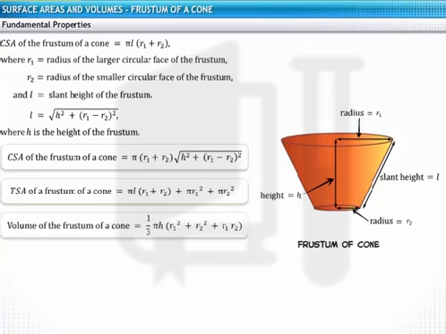The formula for volume of the frustum of a cone is 1 upon 3 times pi h times (R1 square plus R2 square plus R1 R2), where R1 and R2 are the radii of the larger and the smaller circular faces of the frustum respectively, and h is the height of the frustum.